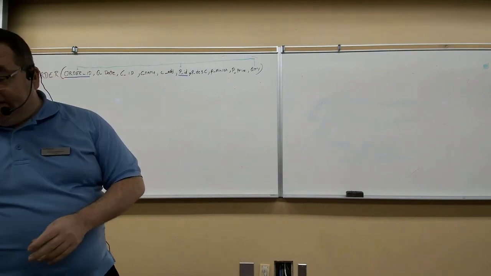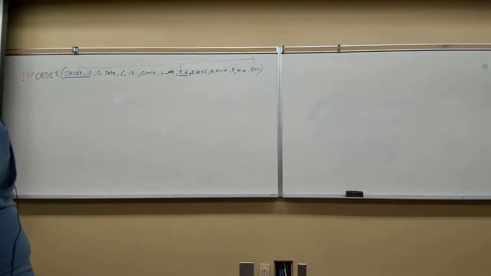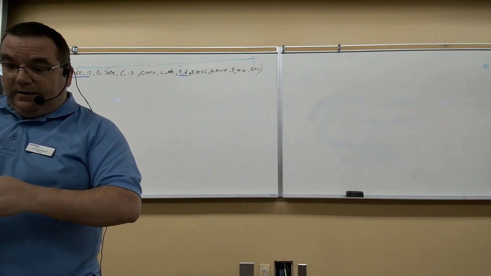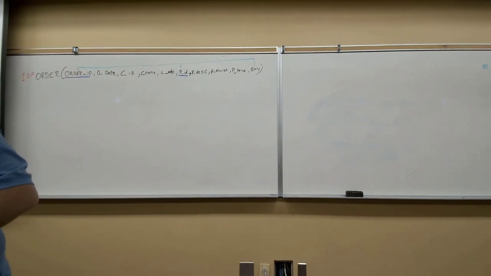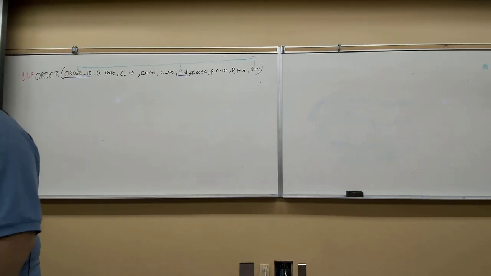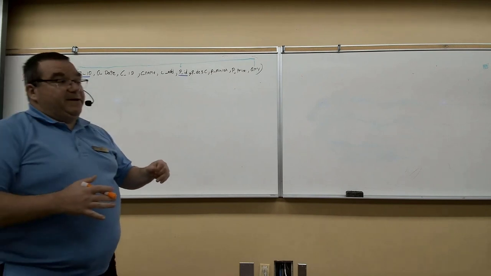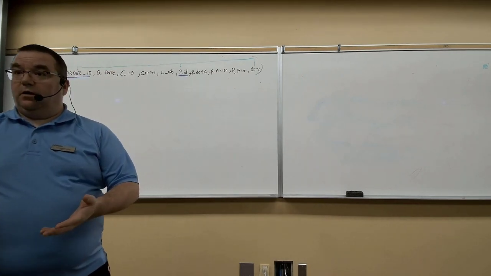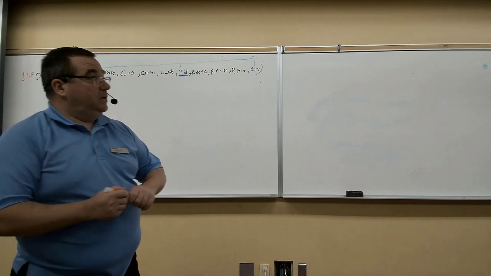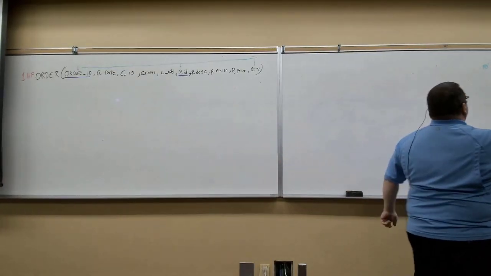Now, the next thing we have to identify is the partial dependencies. So again, the definition of a partial dependency is a dependency that depends on only part of the key. So I'm going to do it in orange.